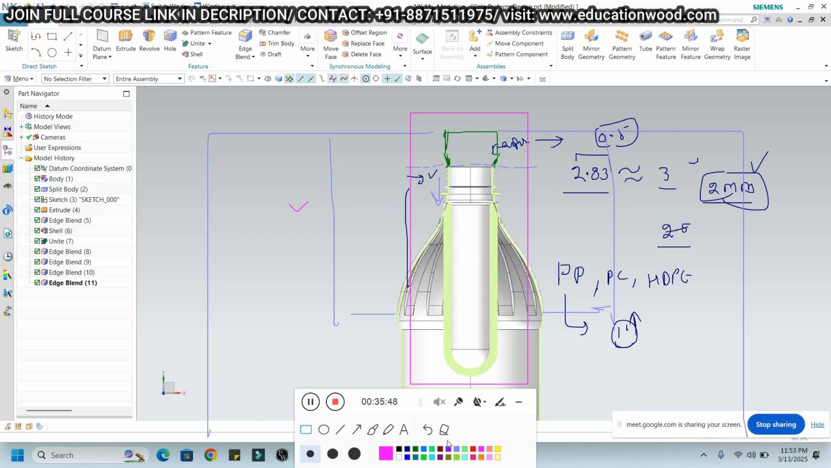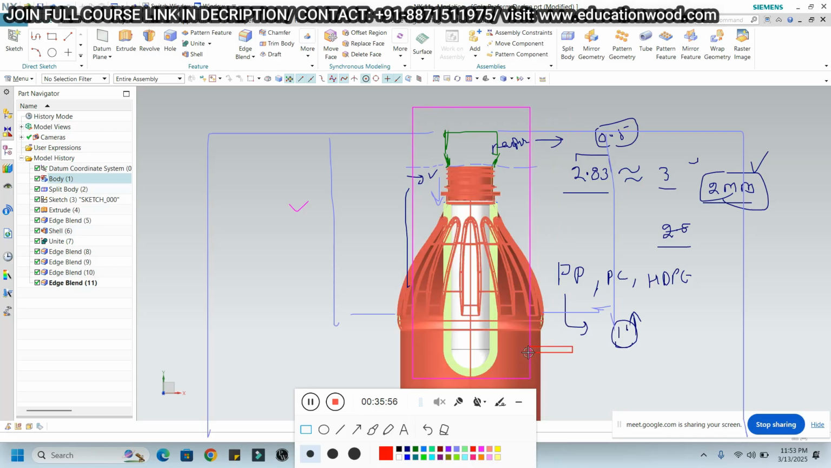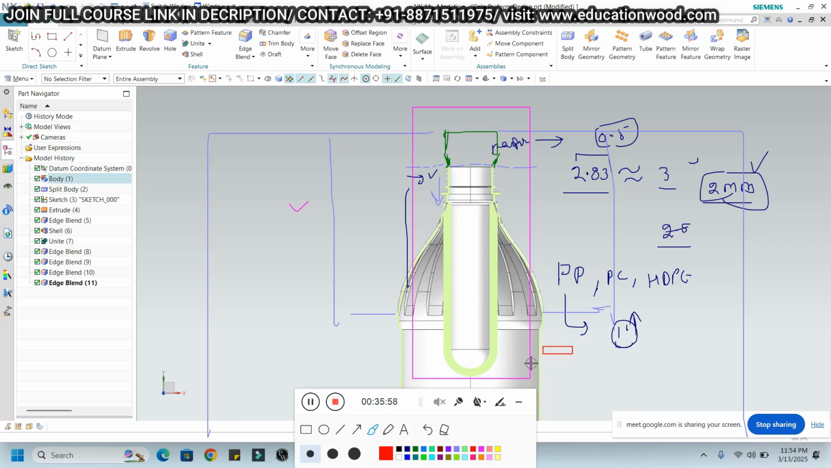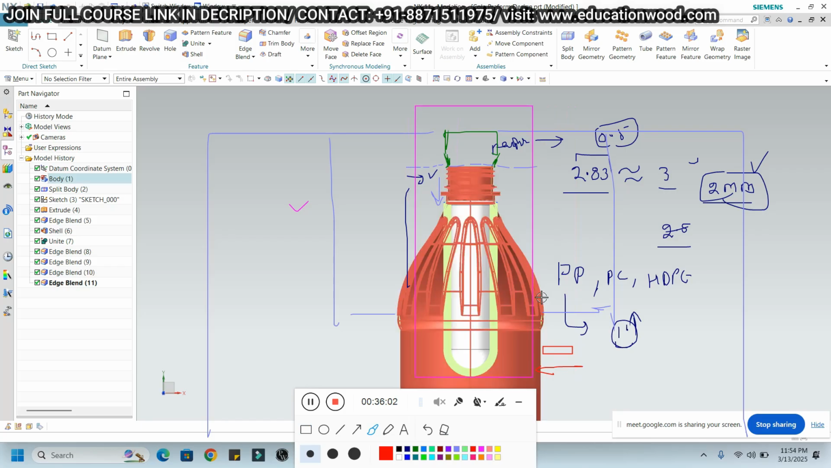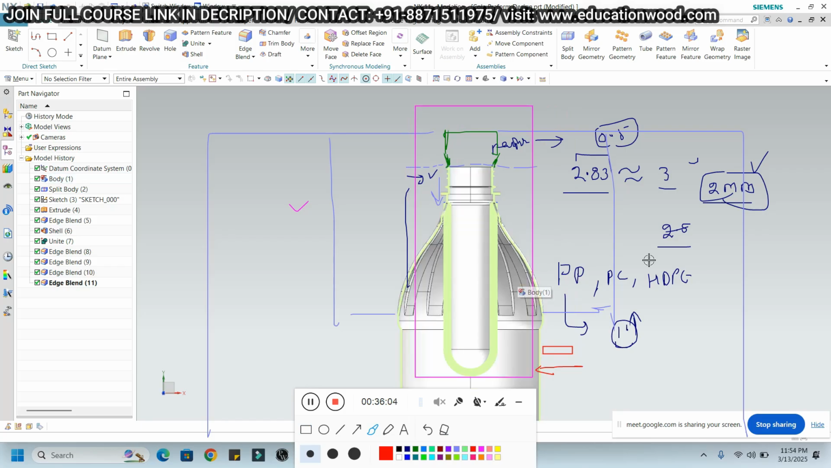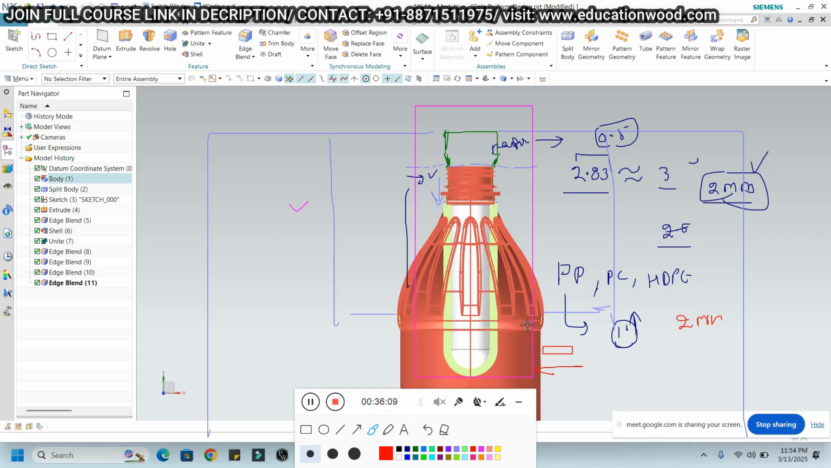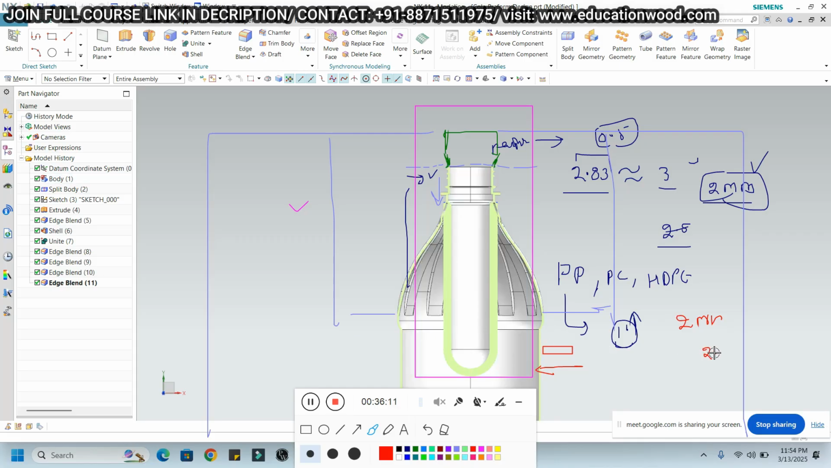So we can consider like this. It should be less than the diameter. Its wall thickness should be... the parison wall thickness should be what, 2 units, right? So it should be more than 2. So its wall thickness is around 2.5 or 3, right?